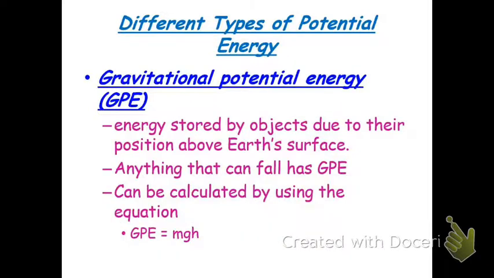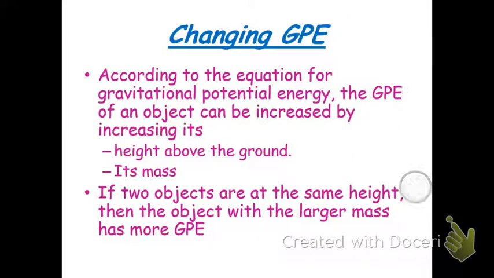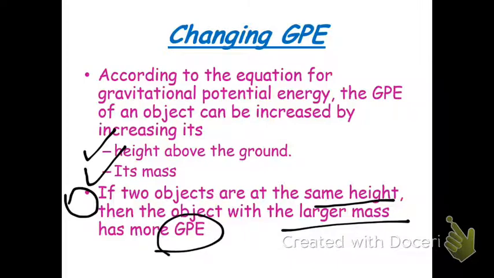Alright, so let's take a look at a couple things about this equation. According to the equation, the GPE of an object can be increased if you increase its height above the ground or increase its mass. Those things increase the gravitational potential energy. If two objects are at the exact same height, then the one with the larger mass has more GPE.